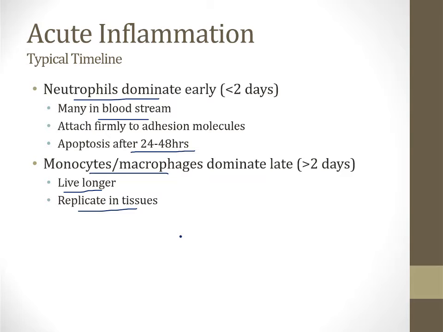So if you imagine someone who has, say, a skin infection or some other type of inflammatory condition, maybe they've suffered from trauma, and an inflammatory process is going on over 3 or 4 or 5 days, these are the cells that are going to dominate early and late. It's very high yield to know that for your exams.